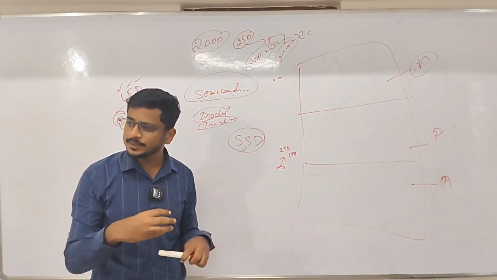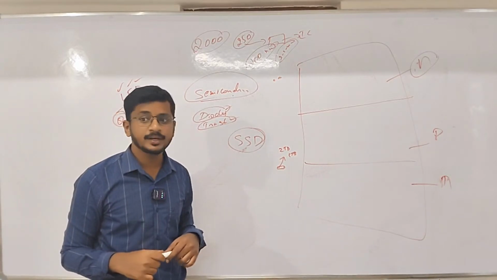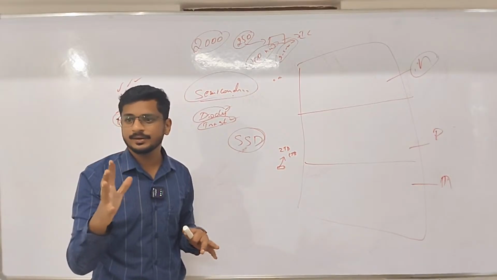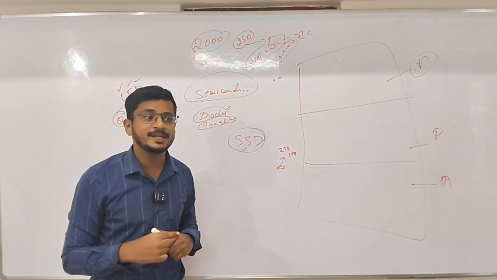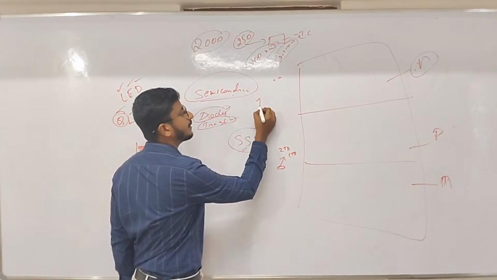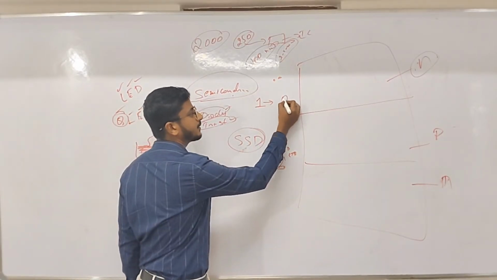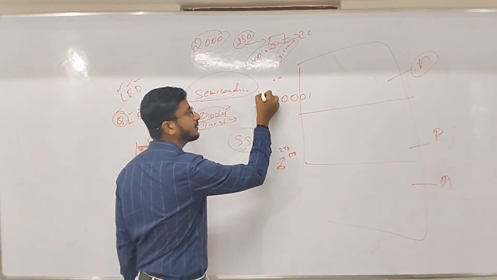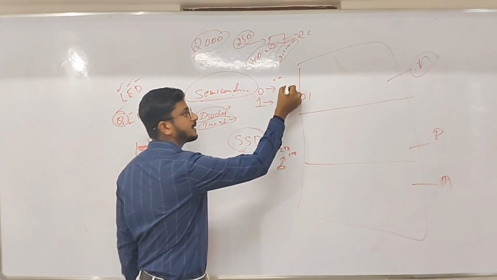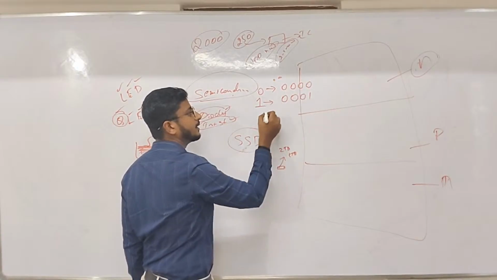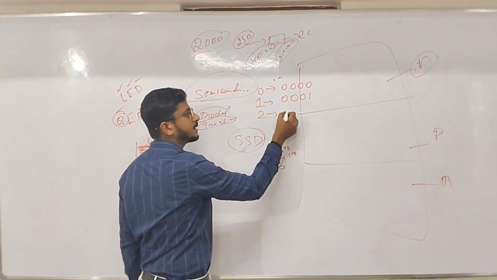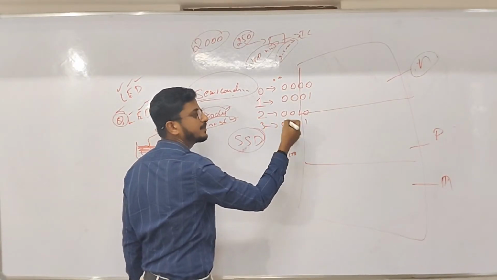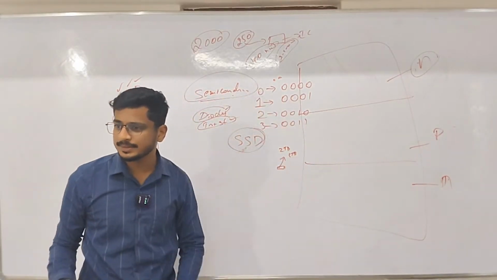How is the data stored there? Any information is stored in the form of bits. If I say 1, it will be 0, 0, 0, 1. If I say 0, it is 0, 0, 0, 0. If I say 2, 0, 0, 1, 0. If I say 3, 0, 0, 1, 1. Something like this. Correct? It goes on like this.